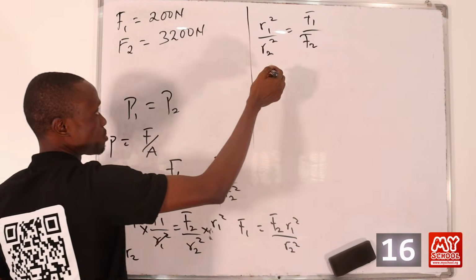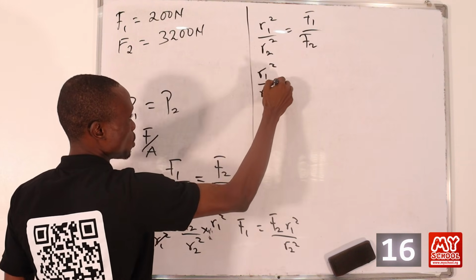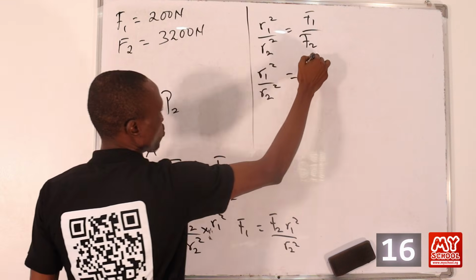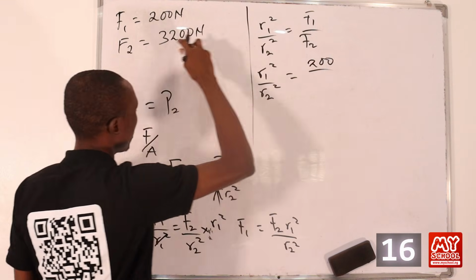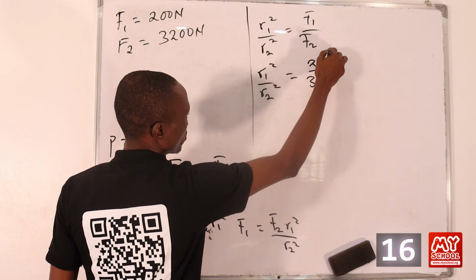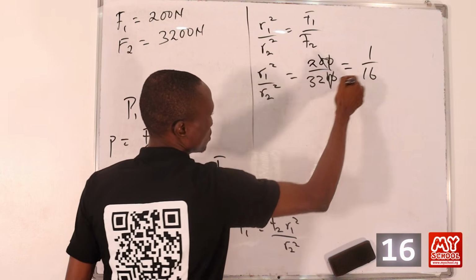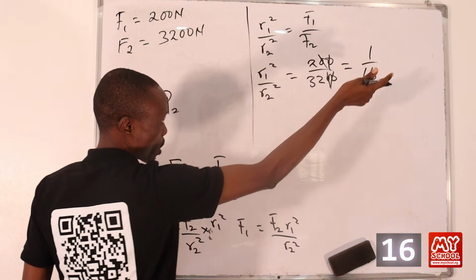So we just substitute the values that are given to us. r1 squared all over r2 squared is equal to F1, which is 200, all over F2, which is 3,200. So the zeros will cancel out, right? So at the end of the day, we have 1 over 16. 2 here is 16, 2 here is 1, right?